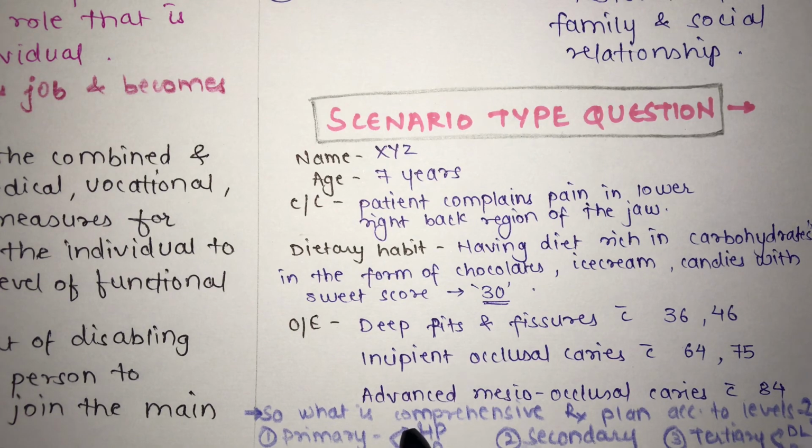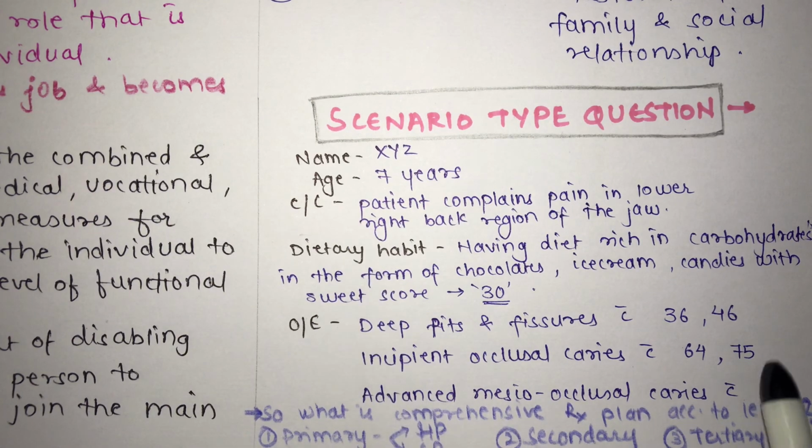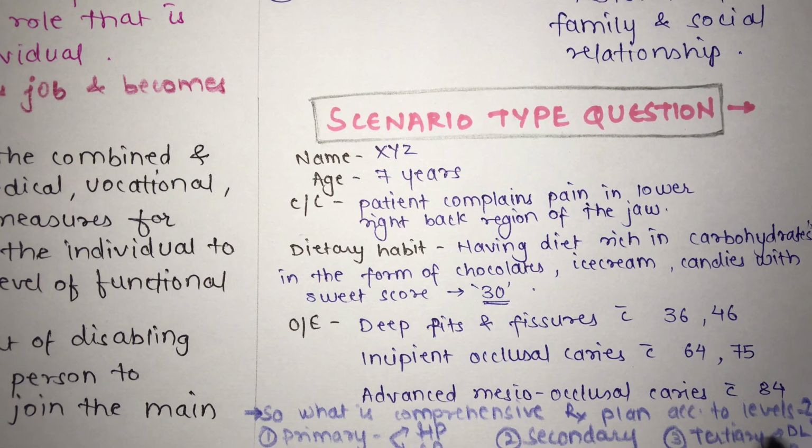And the last thing that we see is advanced mesioocclusal caries with respect to 8-4, and this can be the reason for the pain. This oral examination indicates that the complaint is because of this tooth, that is your 8-4. So this is the oral examination we have now seen properly. So now what is the comprehensive treatment plan according to the levels?